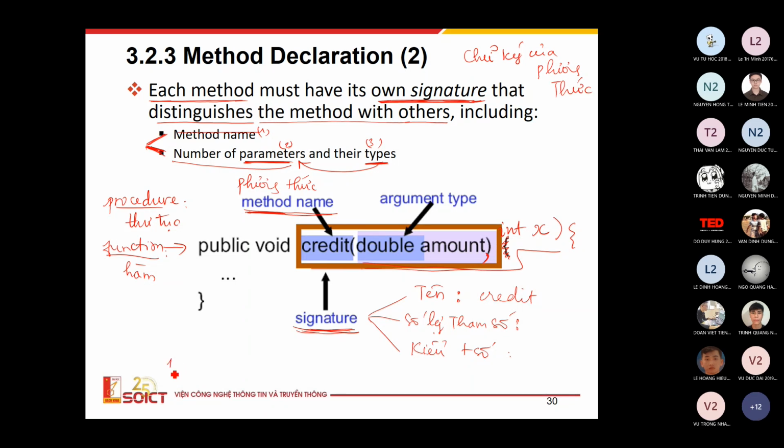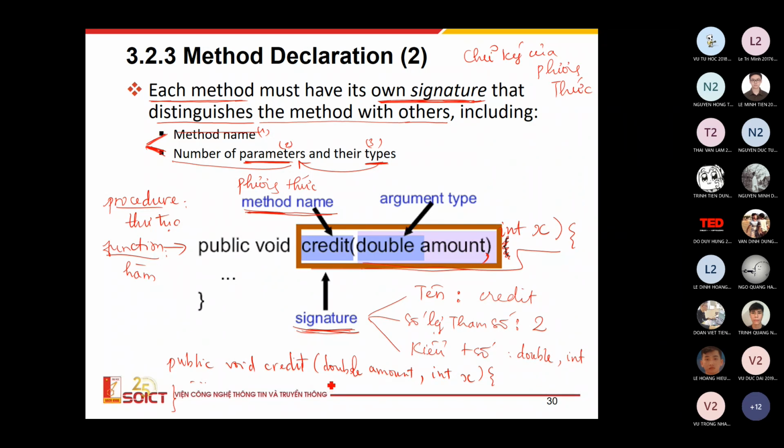No. For example, I write down this: public void credit, double amount, int something like this. So how many parameters? Two parameters. Yeah, 2 parameters. And what else? The type is double and integer. Yeah. Double then int. Okay.